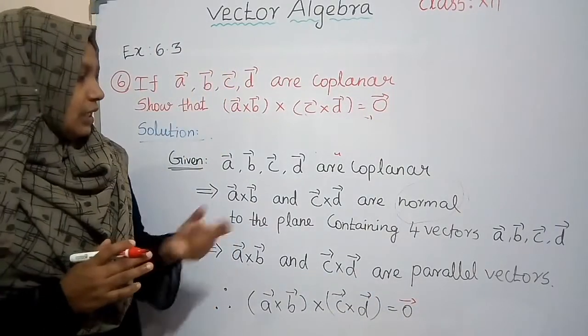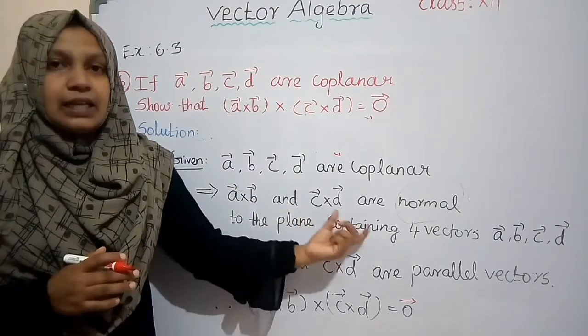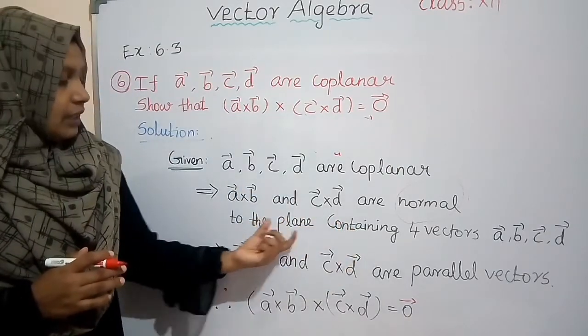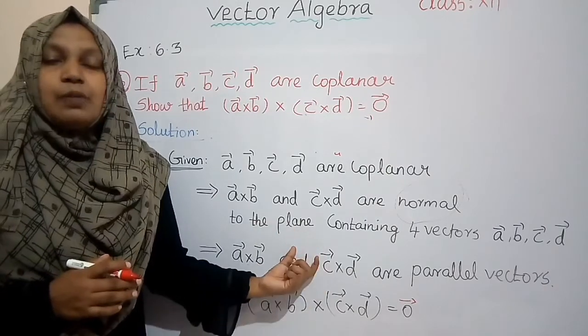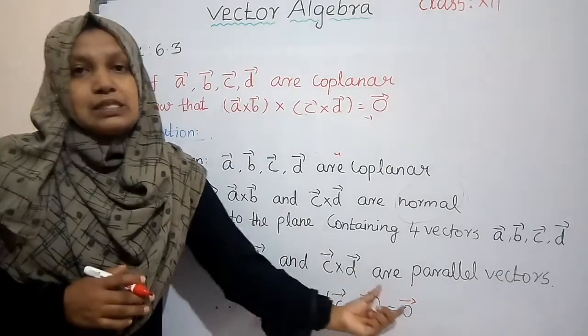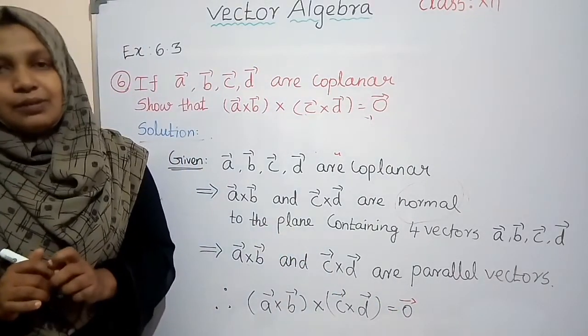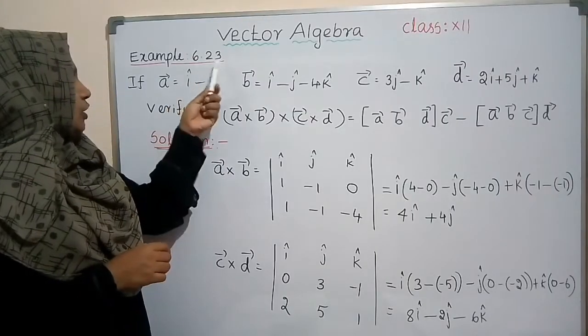So first you should write they are perpendicular to the plane containing the four vectors. After that, they are parallel. If they are parallel, the cross product is 0 vector. Understood? Okay.